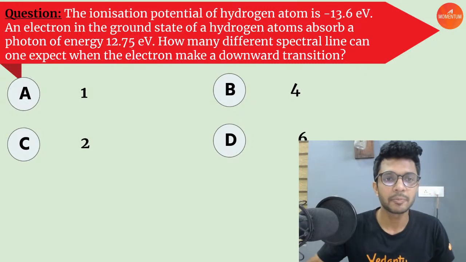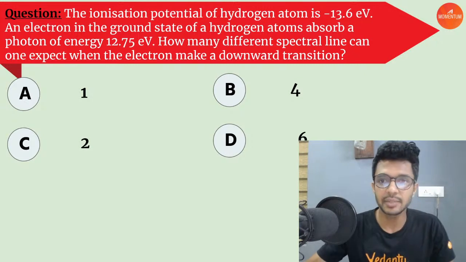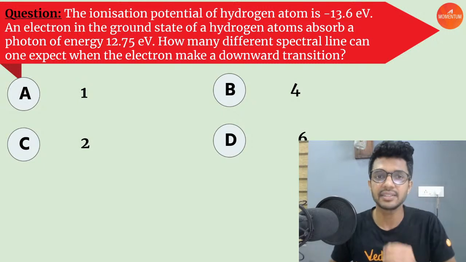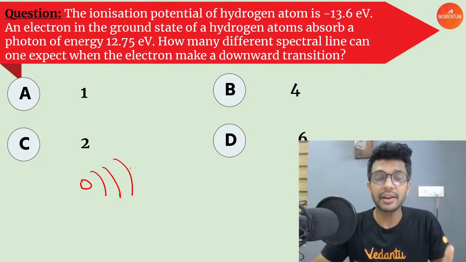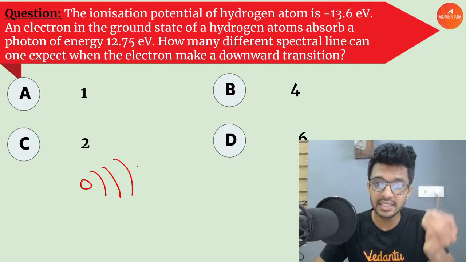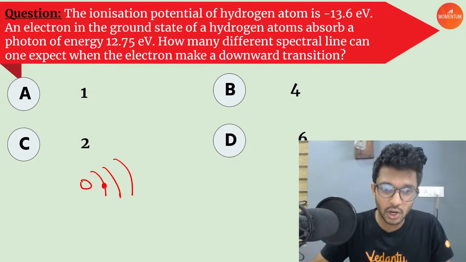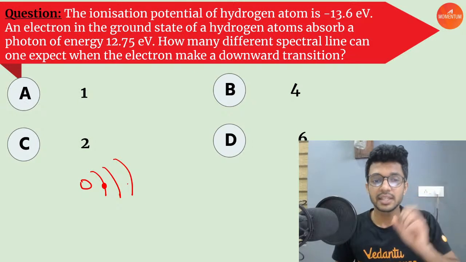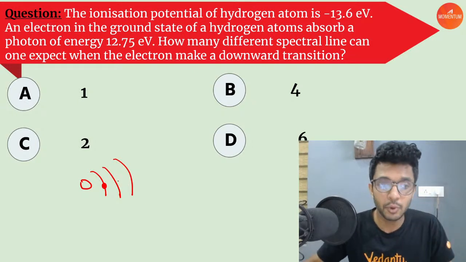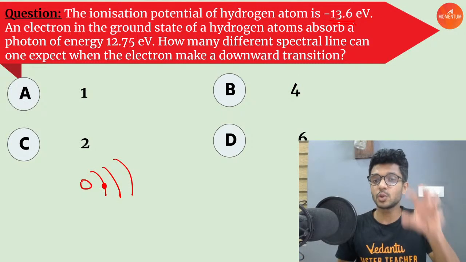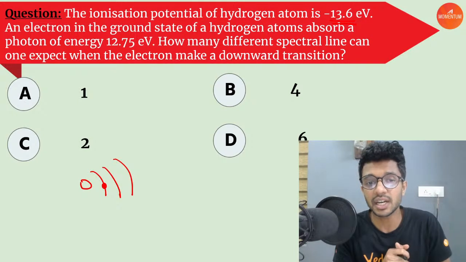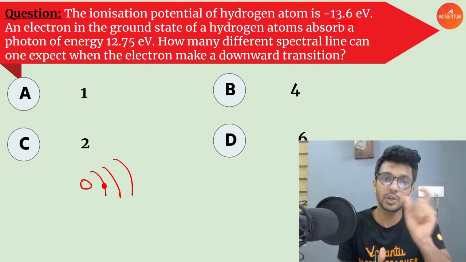Come on, coming back. The ionization potential of hydrogen atom is minus 13.6 electron volt. What do you mean by the ionization potential? Now, let's have a look at it. This is our nucleus, first orbit, second orbit, third orbit. The ionization potential means the amount of energy that has to be given to the electron in an orbit. In a hydrogen atom, the electron is present in the ground state, and the amount of energy that has to be given to take it away from the attraction of the nucleus is 13.6. That is what you mean by ionization.